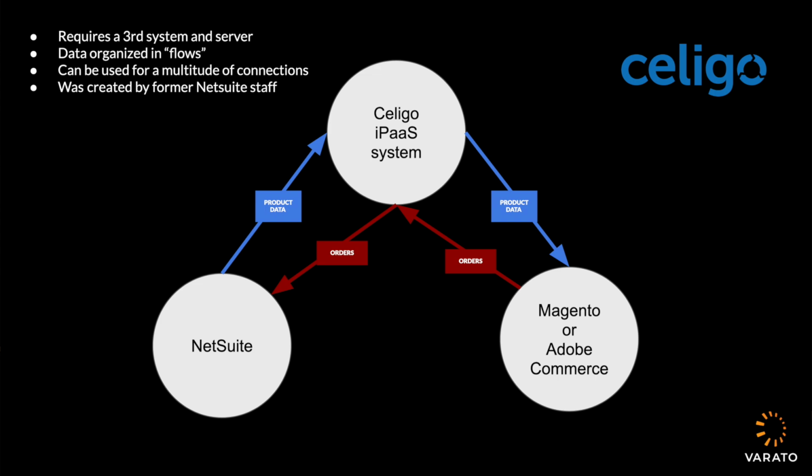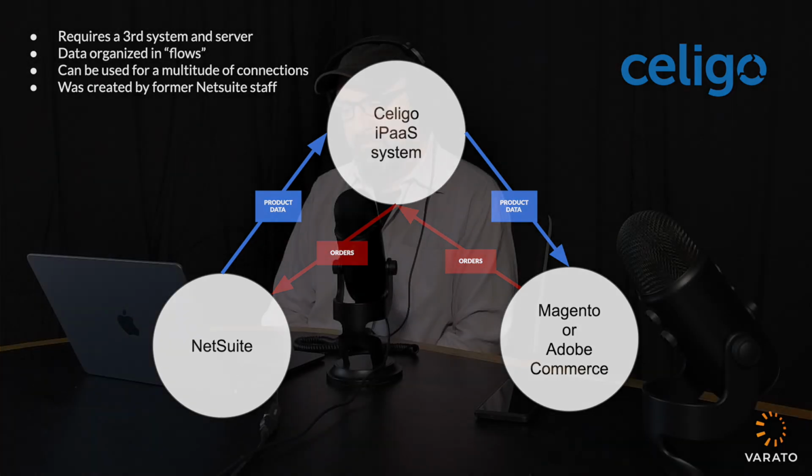The way Celigo works is in what they call flows. So you have an iPaaS system, you get a Celigo account, you connect your NetSuite to that account, and you connect your Magento to that account, and then you essentially map the fields. Those fields are your flows. The product data flow will include product SKU, price, name, short description, long description. It's customizable, so depending on what you're selling, there could be more or fewer fields, but that's essentially how it works.